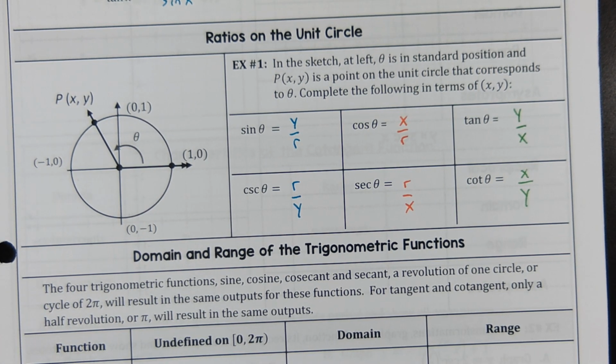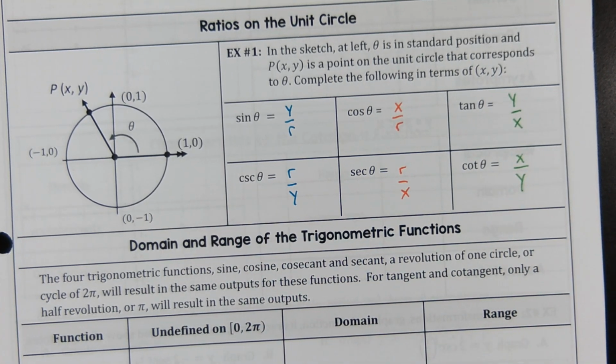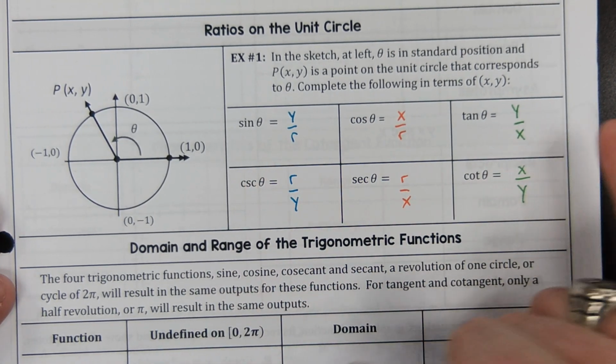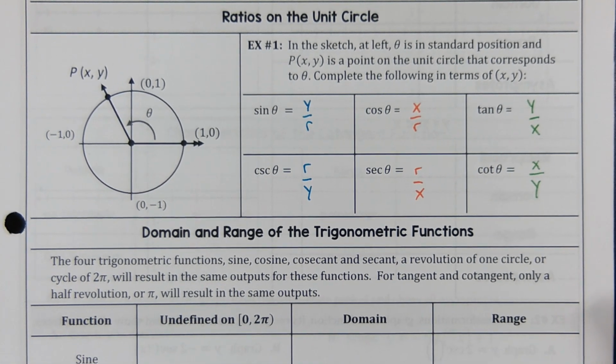There's your x, y, r's. I do not have these memorized. I have these memorized, and I know which one is the reciprocal of which one. So if you ask me what side lengths the secant use, I legitimately go reciprocal cosine, cosine's x over r, so it's r over x. Is that slower? Yes. But my memory is just not very good.